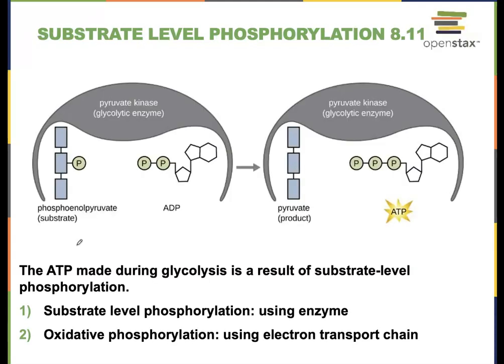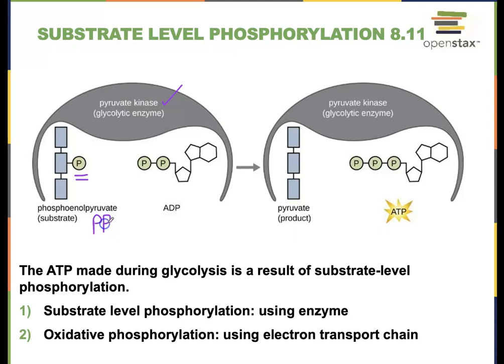So ATP is really important. It's the energy currency of the cell. To make ATP, there are two ways we're going to look at. One is called substrate level phosphorylation, which is using an enzyme. So in this case, the enzyme is called pyruvate kinase, and it takes a phosphate group away from this organic molecule, which is phosphoenolpyruvate, a big word.